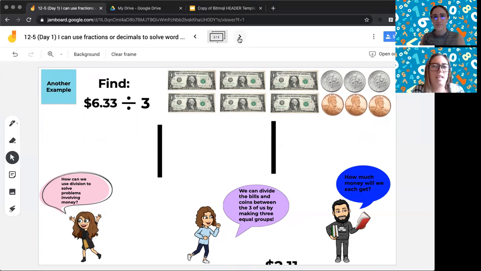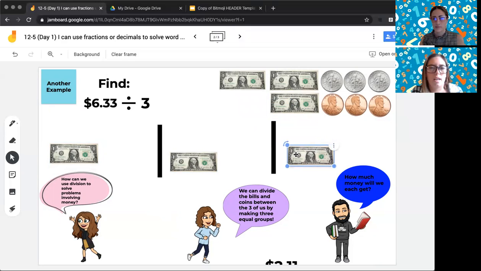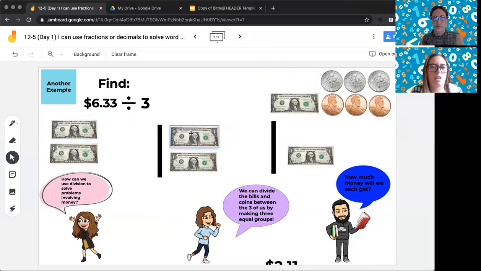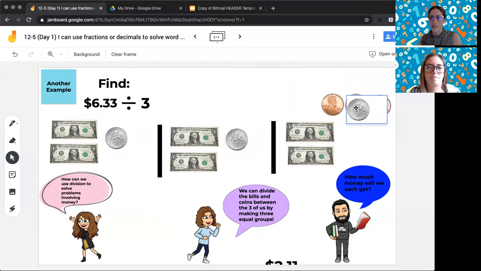Let's see. Let's start with the dollars. If I get $1, then you can get $1, then Mr. Rivera. Let's give another one to me, another one to you, and another one to Mr. Rivera. So far, it looks like we're each getting $2. And we have some change. Let's start with the dimes. So 1 for you, 1 for me, 1 for Mr. Rivera. Okay, so now it looks like we each have $2.10.